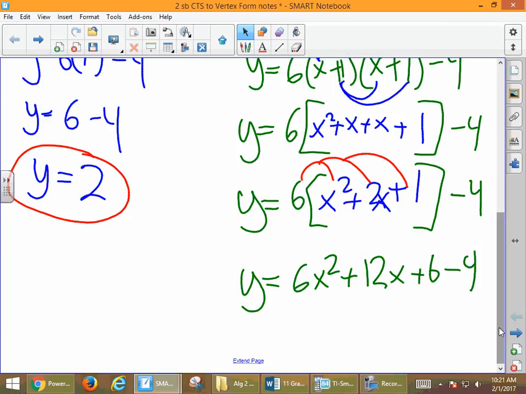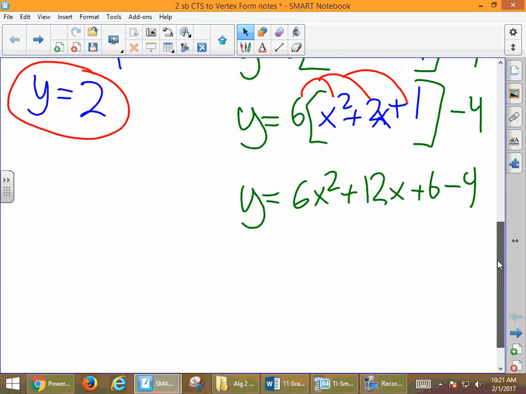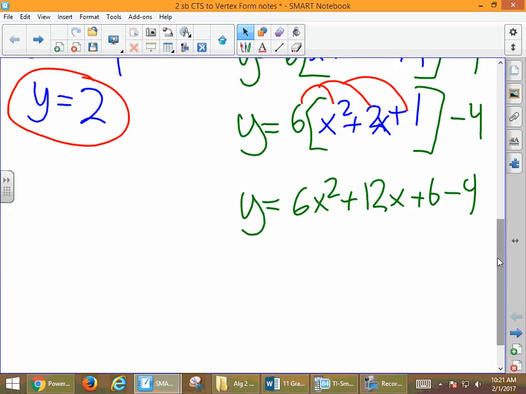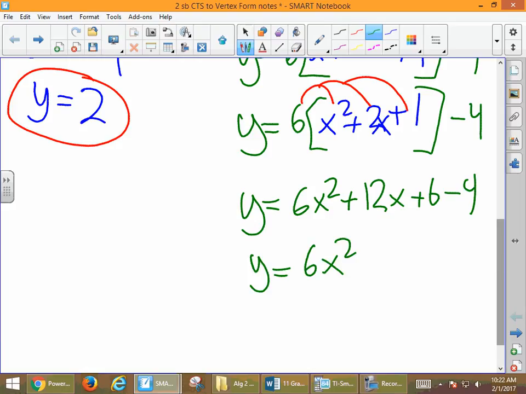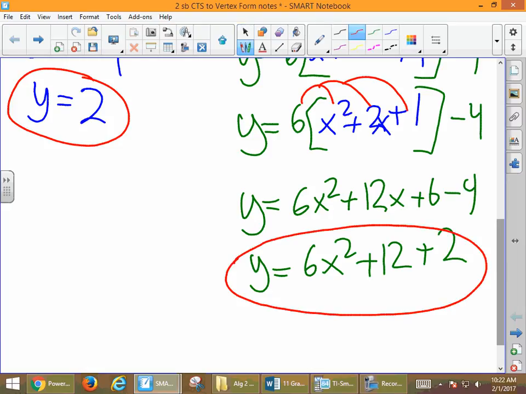And so we have just one more step to simplify, and that's collect our constants, our 6 minus 4. What would that be? It's going to be a 2. So we have 6x squared plus 12x plus 2. And this is the standard form of our quadratic that we were given at the beginning that was in vertex form.